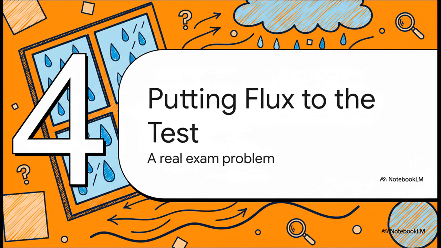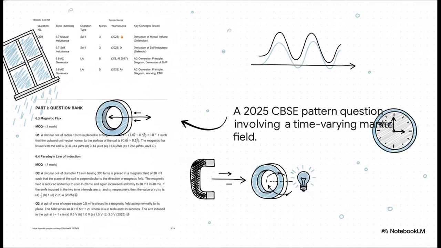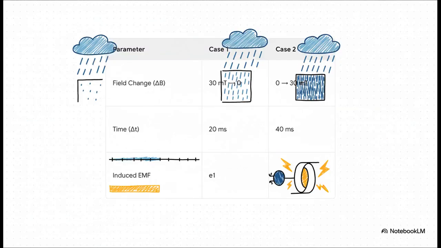Okay, theory is awesome, but let's get our hands dirty and see how this all plays out in the real world. We are going to tackle a typical problem you might find on an exam, something based on a 2025 CBSE board pattern question. So the setup is this. We've got a circular coil, and the magnetic field it's sitting in is changing. First, the field drops all the way to 0 over a certain amount of time, and then it ramps back up to its original strength, but over a different, longer period of time. Here's all the data laid out for us.